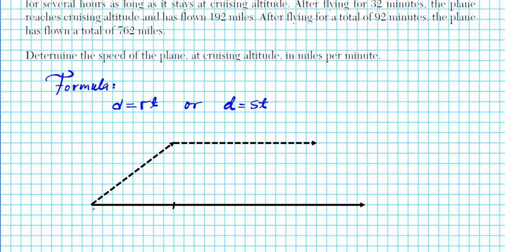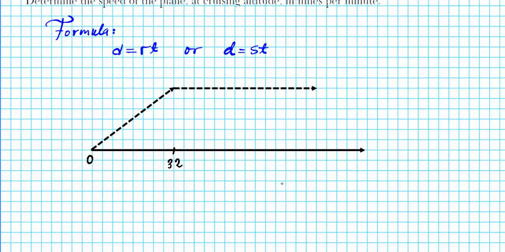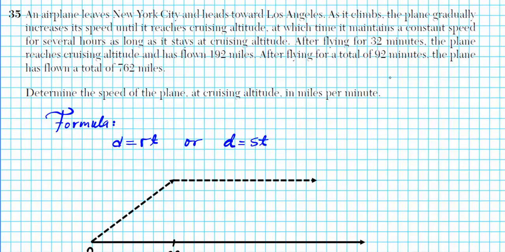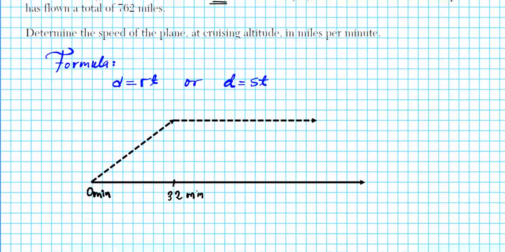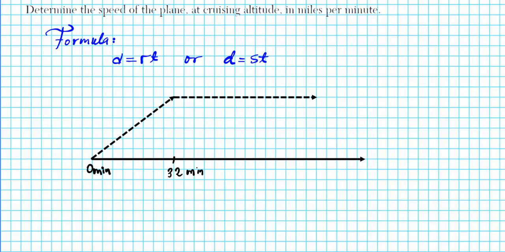So from 0 to 32, guess what? How much distance did it cover after flying 32 minutes? 192 miles. Okay, cool. So over here from 0 minutes to 32 minutes, it covered 192 miles. Okay, so here to here is 192 miles.